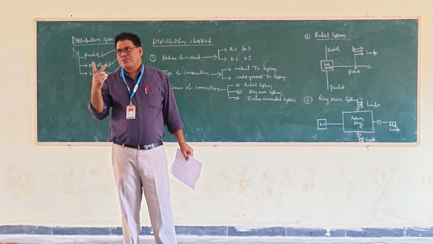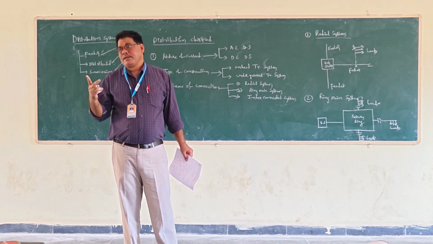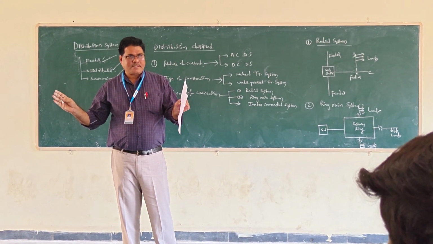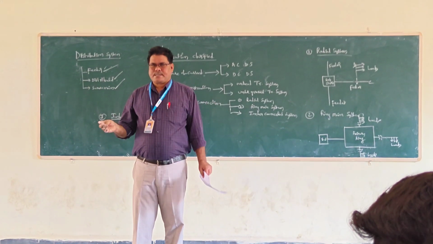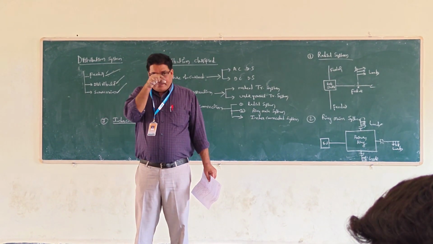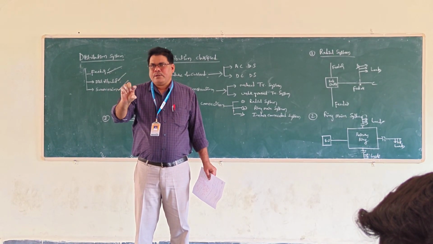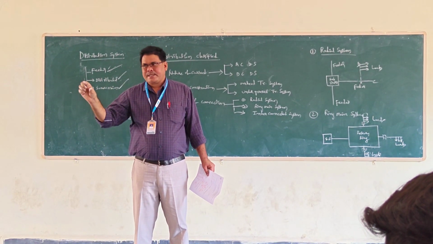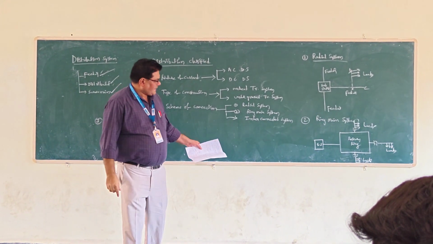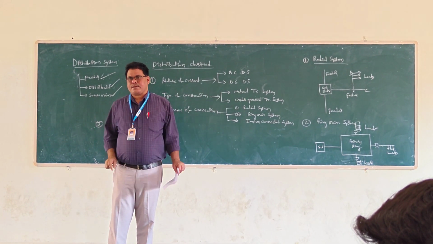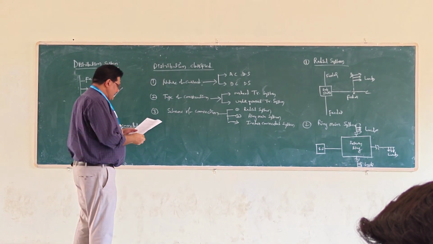Here two sources are used. The two substations are two power generation plants. Small power generation plants are there. Two types of sources. And here if any fault occurs on any side, only that area is isolated, and continuity of supply is taken from the other side. In the interconnected system, instead of a single substation, two sources are used. That is the interconnected system.